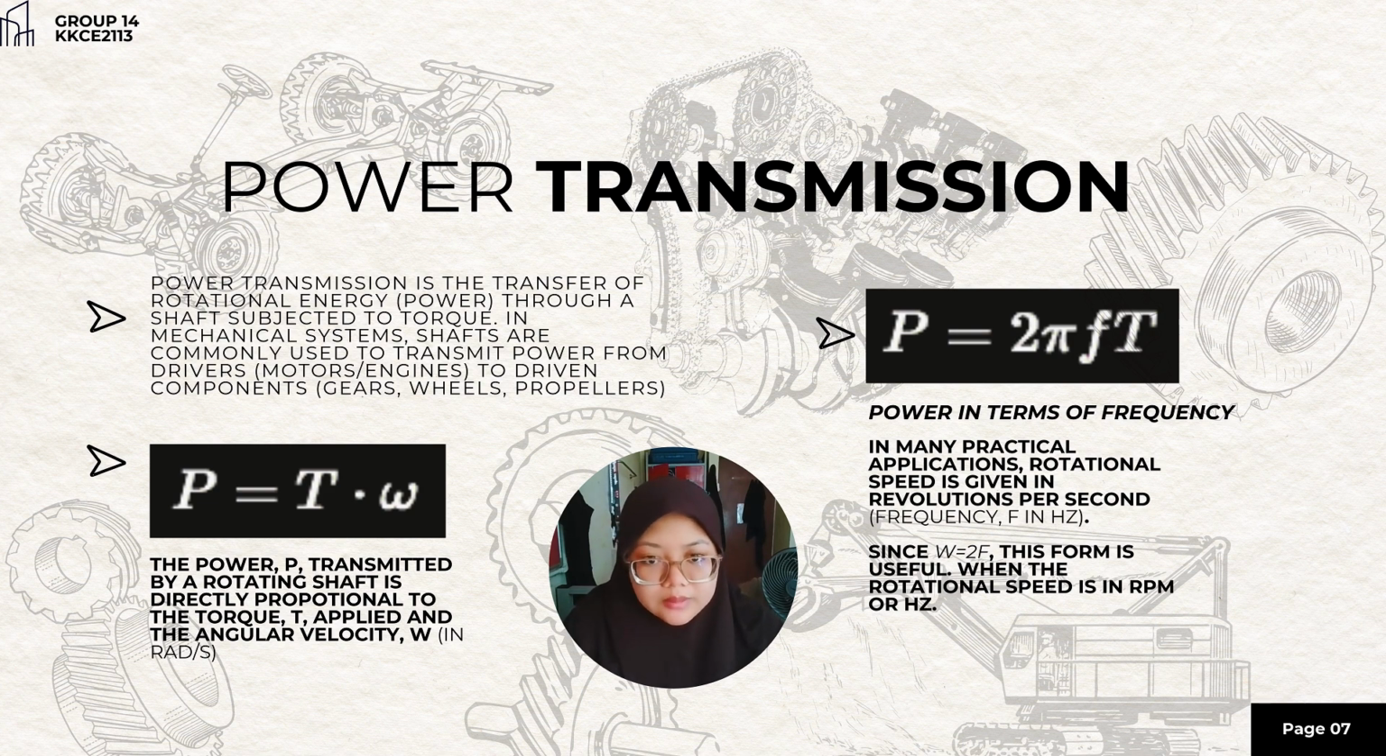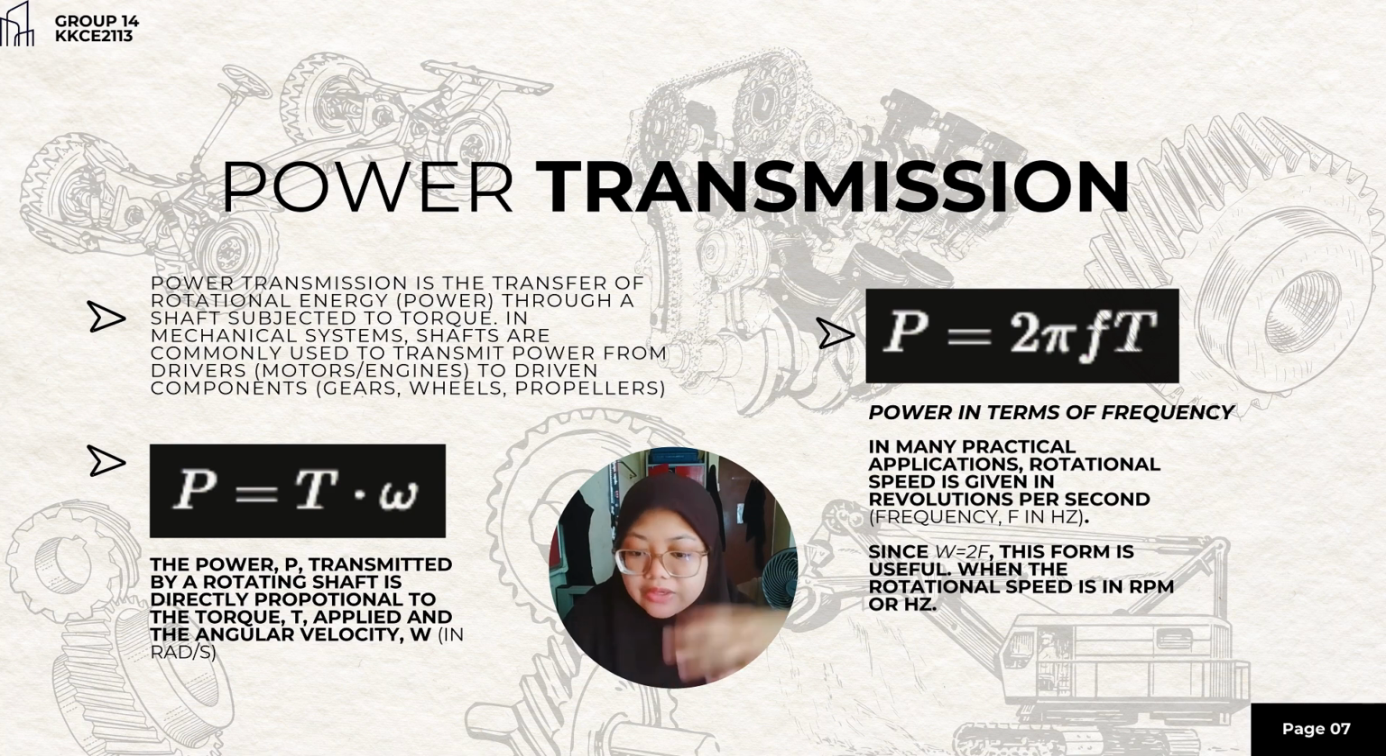Today I'll be talking about power transmission. Power transmission refers to the transfer of rotational energy through a shaft subjected to torque. For example, when a gear is moving, the rotational movement will create power, and this power will be transferred from one component to another. In terms of formula, power is equal to torque, usually in newton meters, times angular velocity, usually in radians per second.